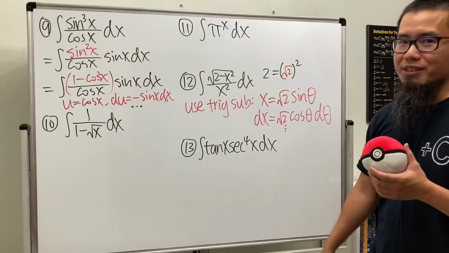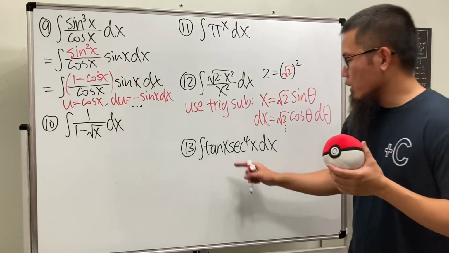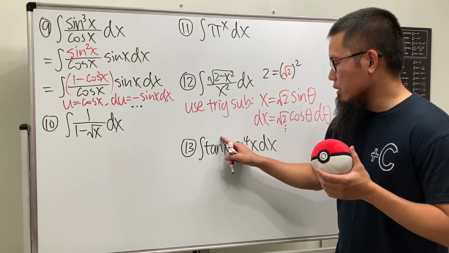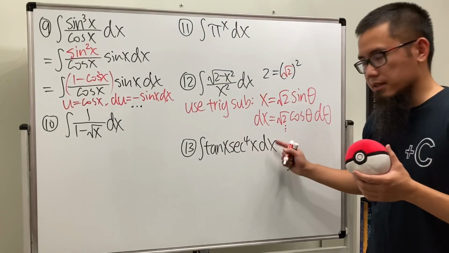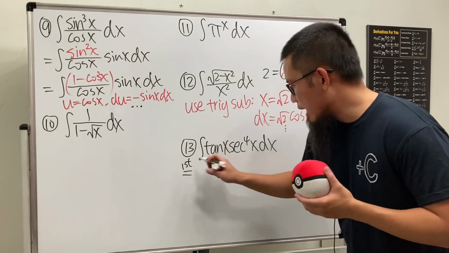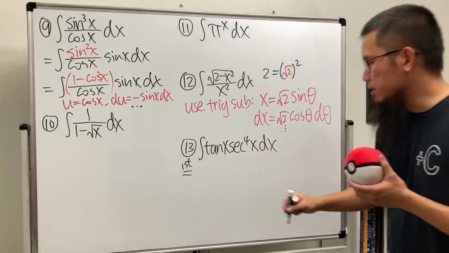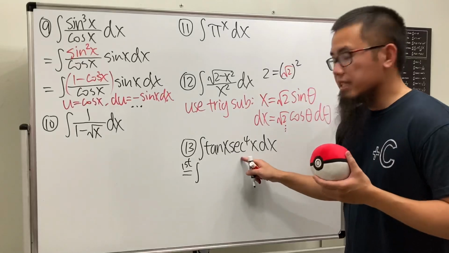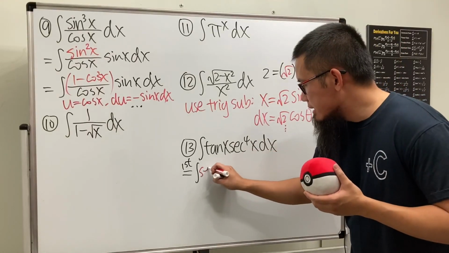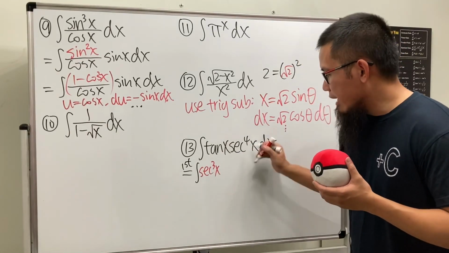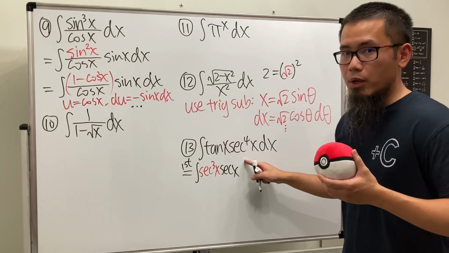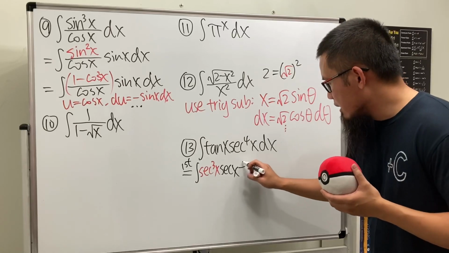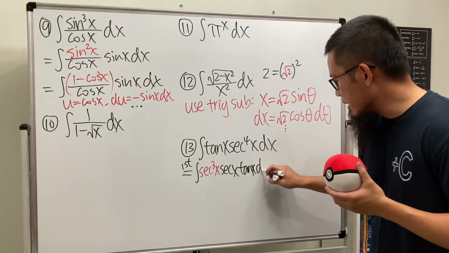In fact, we have two ways to do this. The easier way is, here we have tangent to the first power. Let's bring this together with a secant x. So I'm going to write this down for you guys. I recommend you do this because it's easier. I'm going to look at secant to the fourth power as secant to the third power x right here, and then of course we also need another one. Altogether we get the secant to the fourth power, right? And don't forget we still have the tangent x and of course the dx.